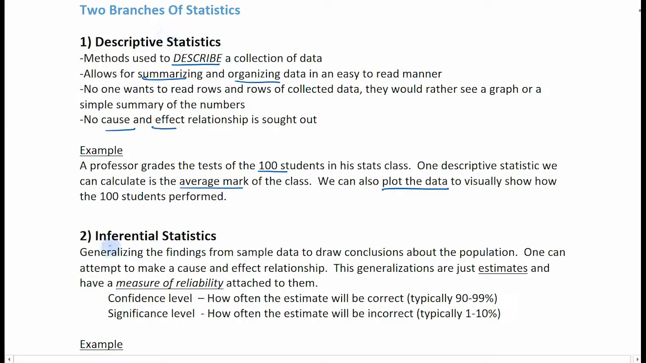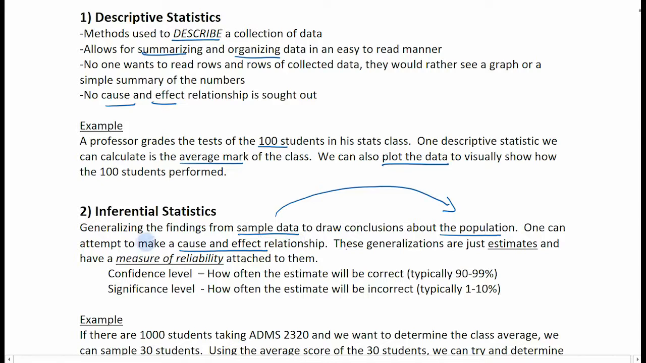The second branch is inferential statistics. This is when you generalize the findings from sample data and you want to use it to draw conclusions about the population. Remember, you can't always access data on the population, so sometimes you have to choose a random sample and calculate data from the random sample. But once you calculate that data on the random sample, you can use it to draw a conclusion about the population. And from here, you might also attempt to do a cause and effect relationship. Does one thing cause another? Or does one thing affect the other?